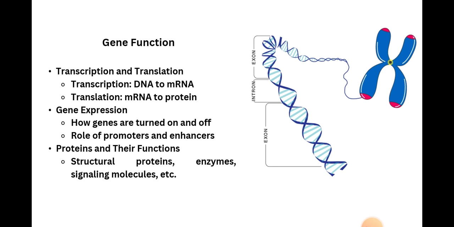For example, when it is required to form a protein molecule, the gene turns on and expresses. But when it is not required to form a protein molecule, the gene turns itself off with the help of promoter and enhancer regions. And when the protein is formed, it performs its different functions.